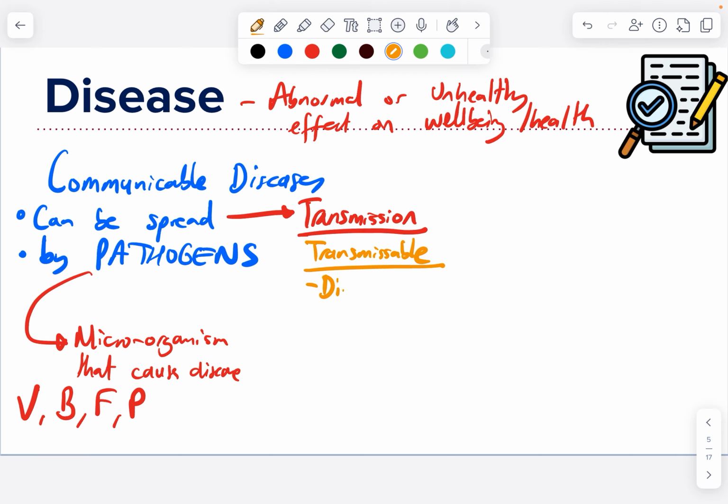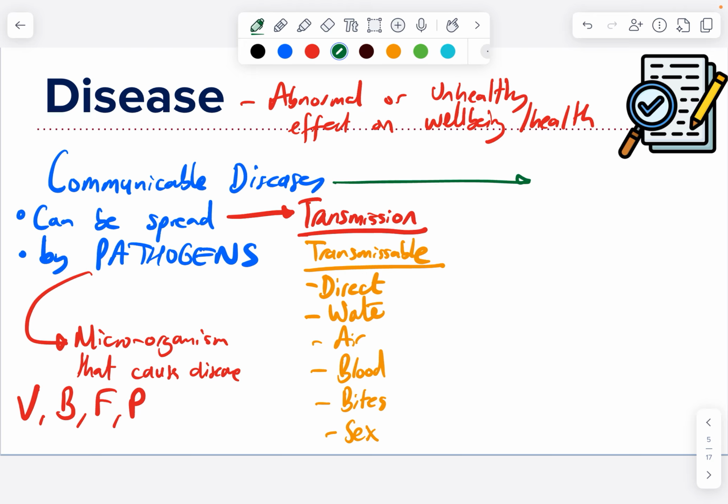It could be direct contact, so touch. It could be water. It could be airborne. It could be blood. It could be bites, lots of different ways. It could be sexual transfer, okay? And the final thing to focus on here is how does it actually cause disease? So what do the pathogens do to actually make you feel ill?